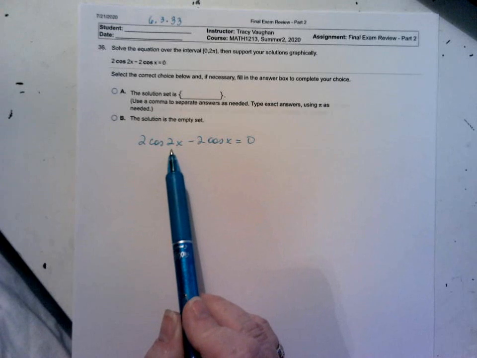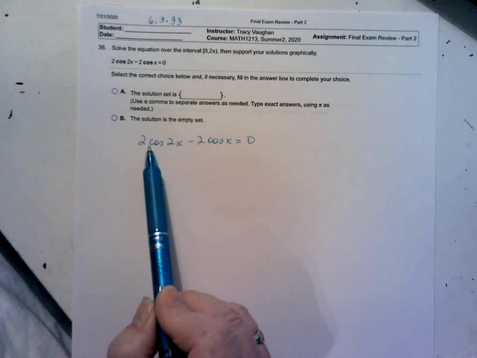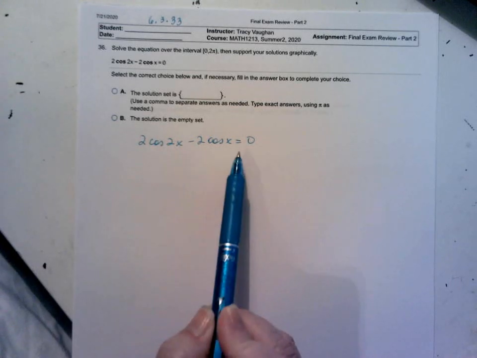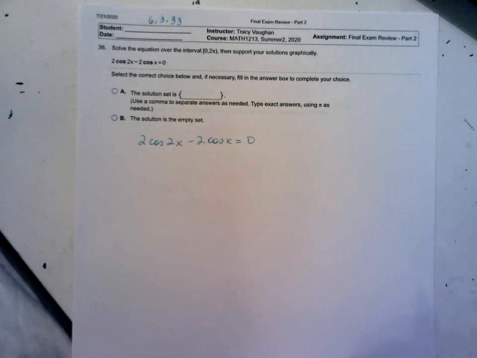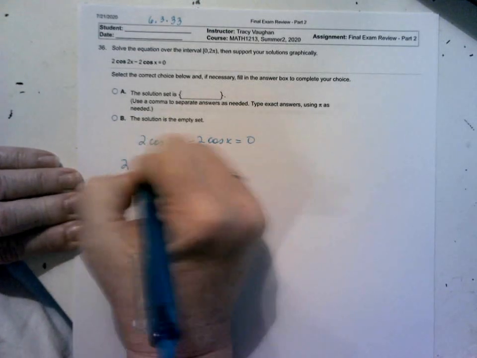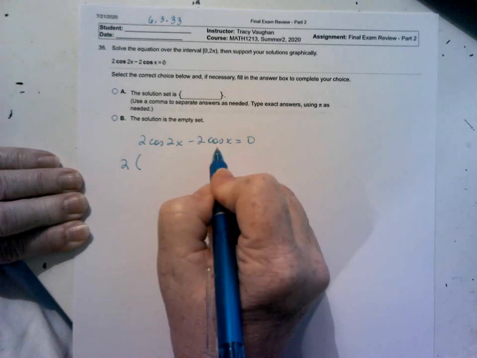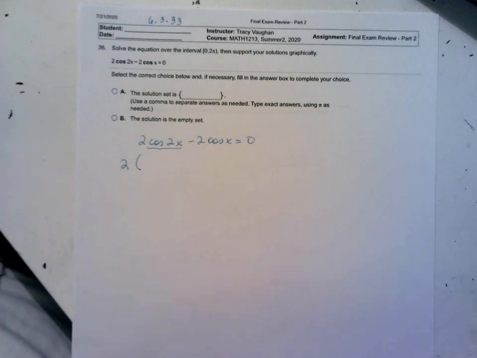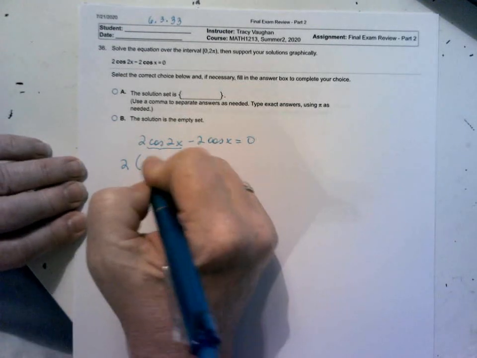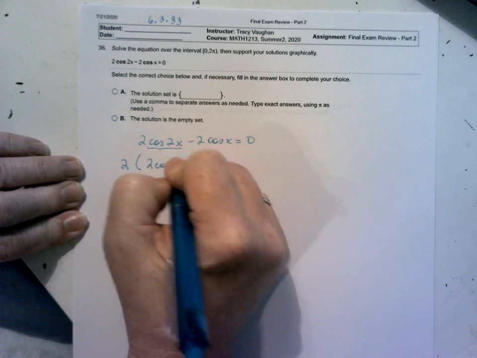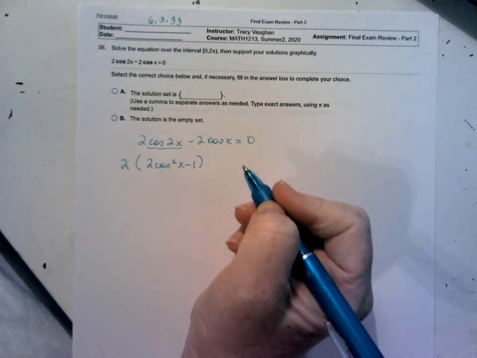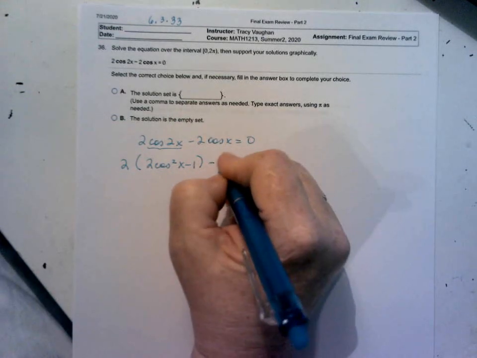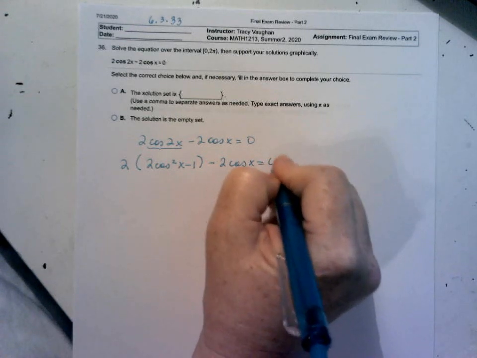So what we're going to try to do is replace the cosine of 2x so that it is in terms of functions where the argument is just x. So we're just going to use a double angle formula. Since the other trig function is a cosine, I want to use the cosine 2x formula that involves cosines only. So we know that cosine of 2x is 2 cosine squared x minus 1. So we have 2 times 2 cosine squared x minus 1 minus 2 cosine x equals 0.